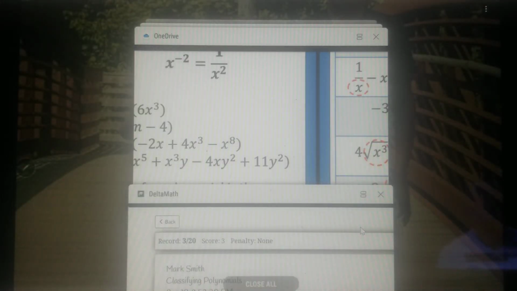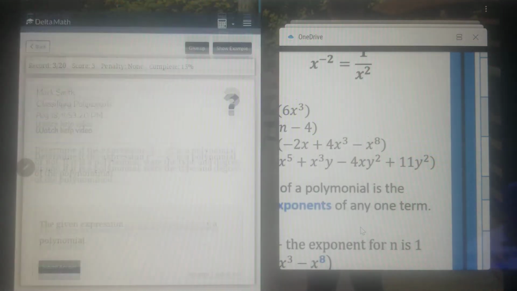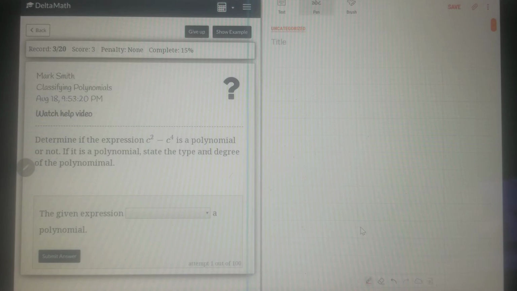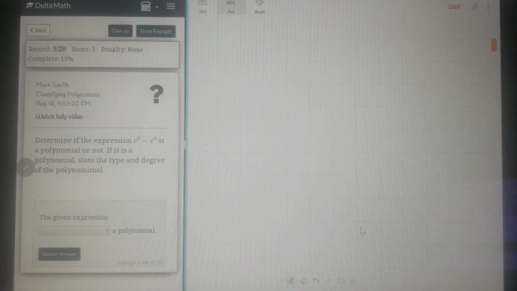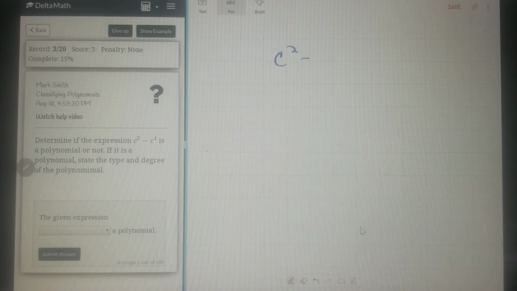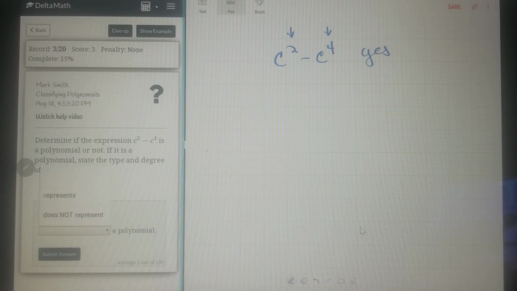All right, so let's put this over on the side. I hope all of you are using a nice scratch paper with your pencil to do these problems. We want to know, in this case, is c squared subtract c to the 4th a polynomial or not? Well, it looks like a polynomial because it has whole number exponents. So yes, that represents a polynomial.